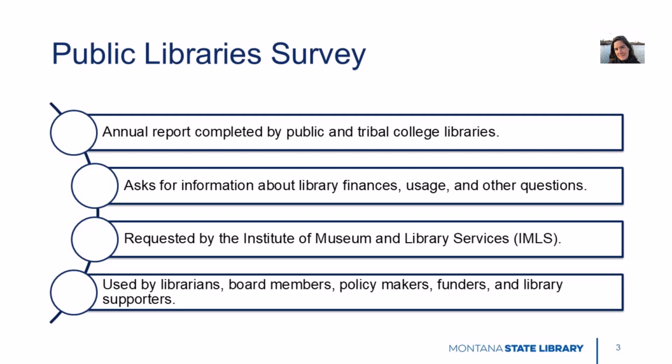Most of the questions on this annual survey are requested by the Institute of Museum and Library Services, which is a federal agency that oversees libraries and museums around the nation. This is very interesting because it allows us to compare Montana's data to data of libraries around the country. It can be used by librarians and board members, as well as legislators and others who fund libraries to look at trends in library usage and to see how things are going in libraries in general.